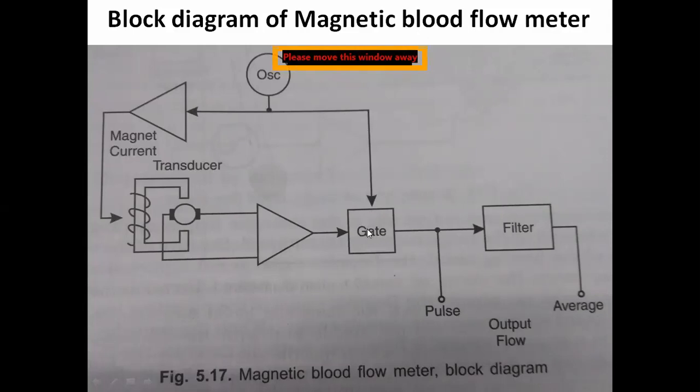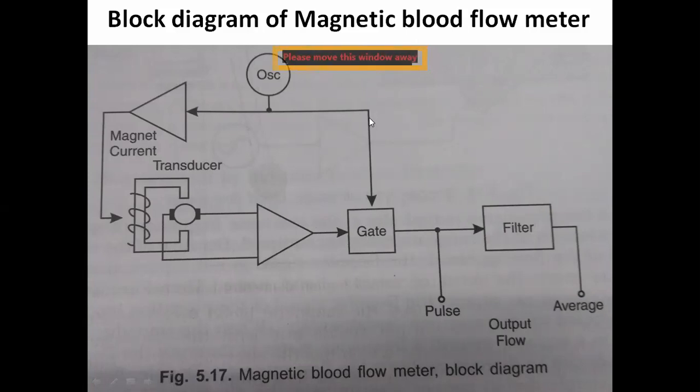So here this gate signal will be the output of the electromagnet. That signal will be amplified here. So this is a differential amplifier. It will take the difference of the generated voltage, and from that it will be applied to the gate.